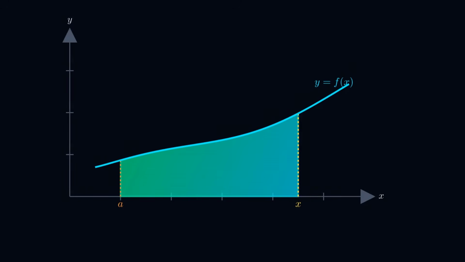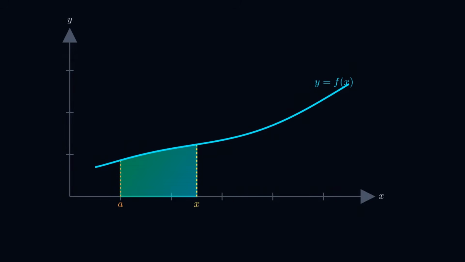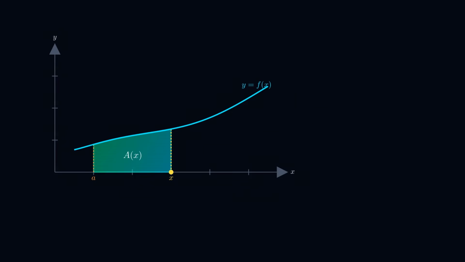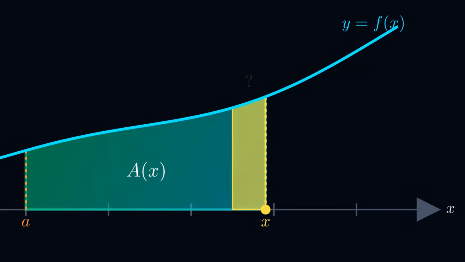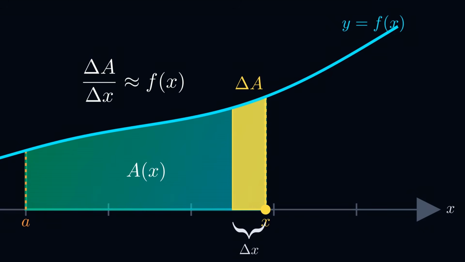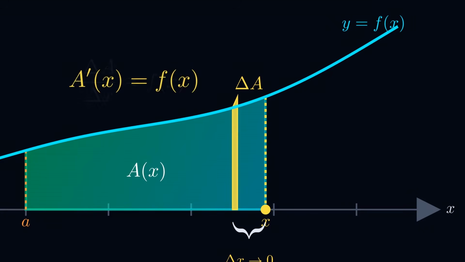Let's find out. Call the accumulated area from a to this moving point x, A of x. Now move x just a tiny bit to the right. What changes? Only this thin strip of new area, and its height is approximately f of x. So the faster this boundary moves, the faster the area grows according to the height of the curve, which means A prime of x equals f of x.